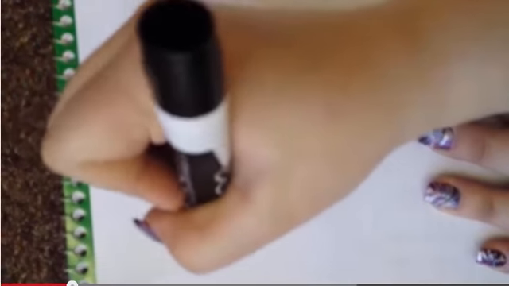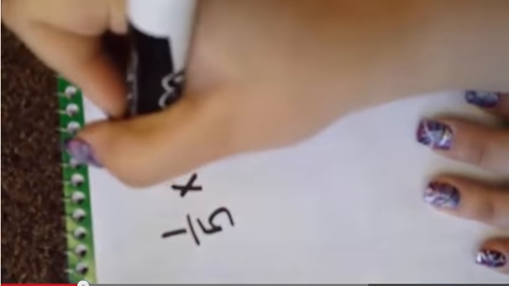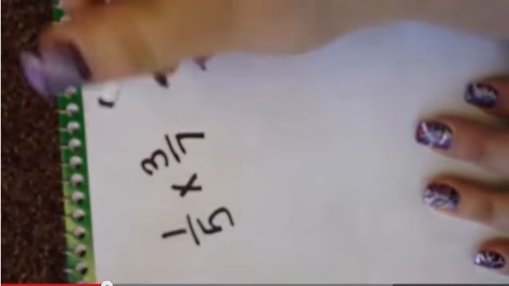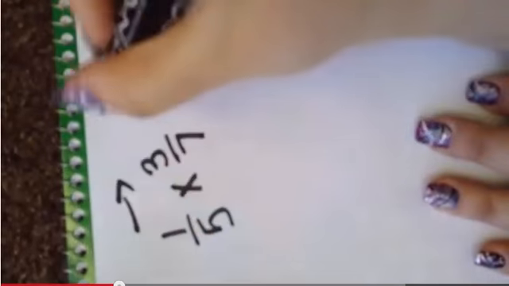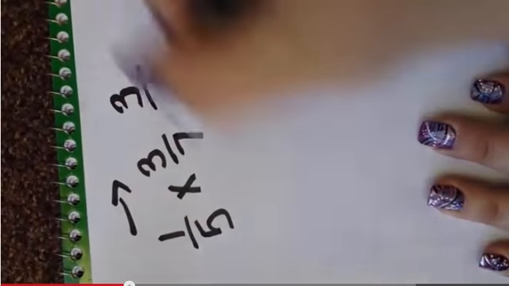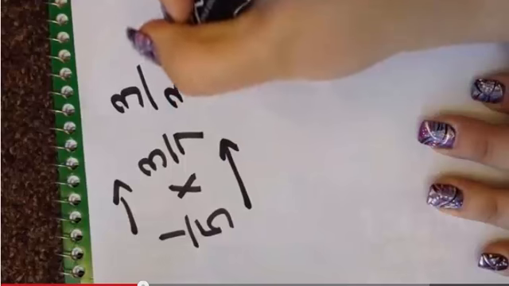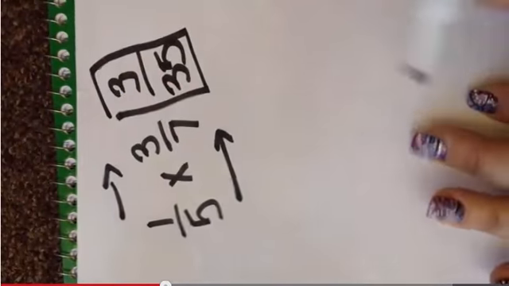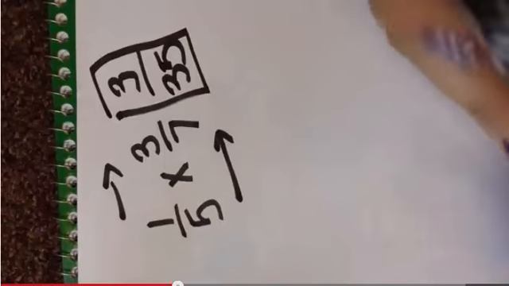So if you have 1/5 times 3/7, you're going to go straight across the top. So you're going to have 3, and then straight across the bottom is going to be 35. And that's going to be your answer. If you had anything to simplify down to, you'd simplify down that, and then you'd have your answer.